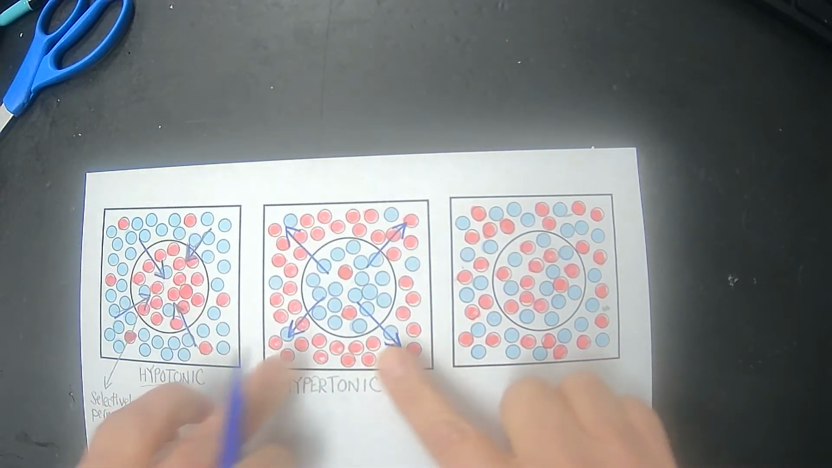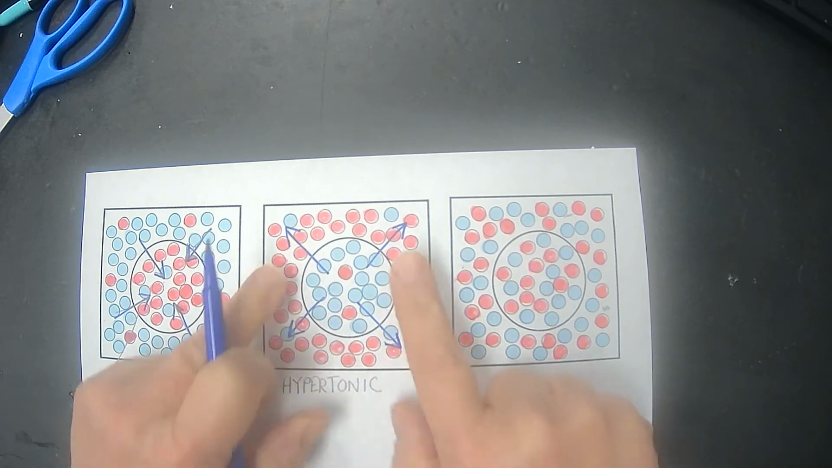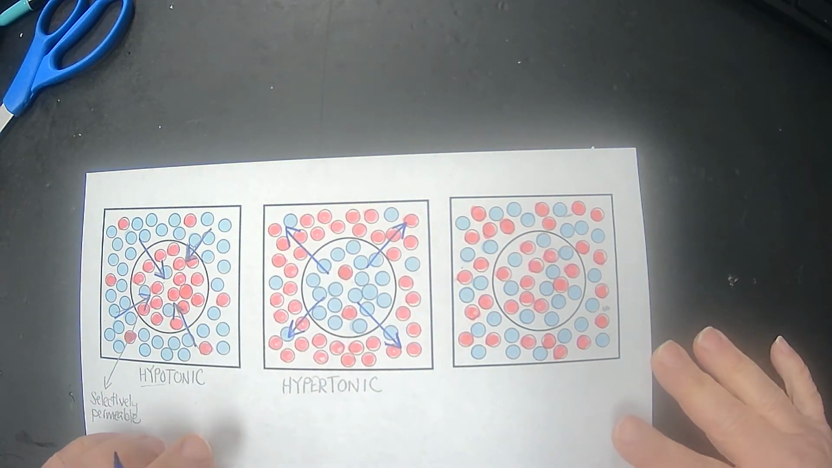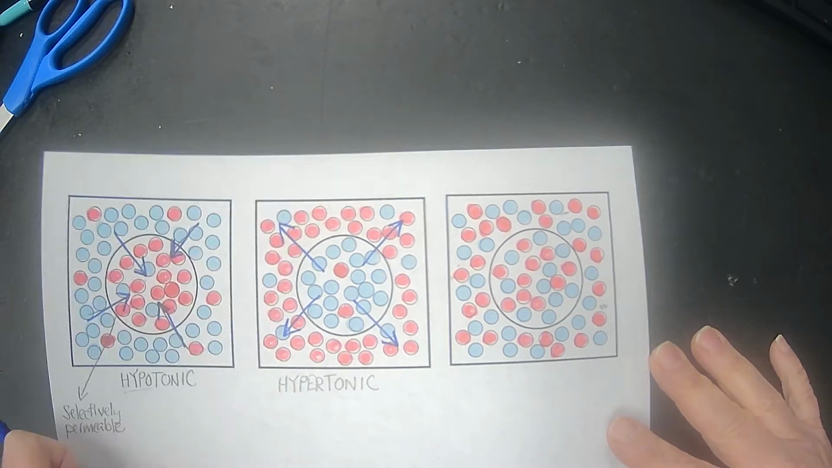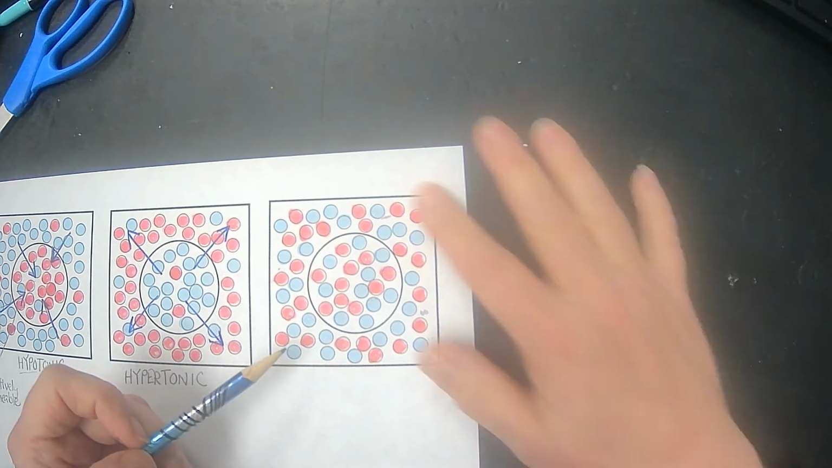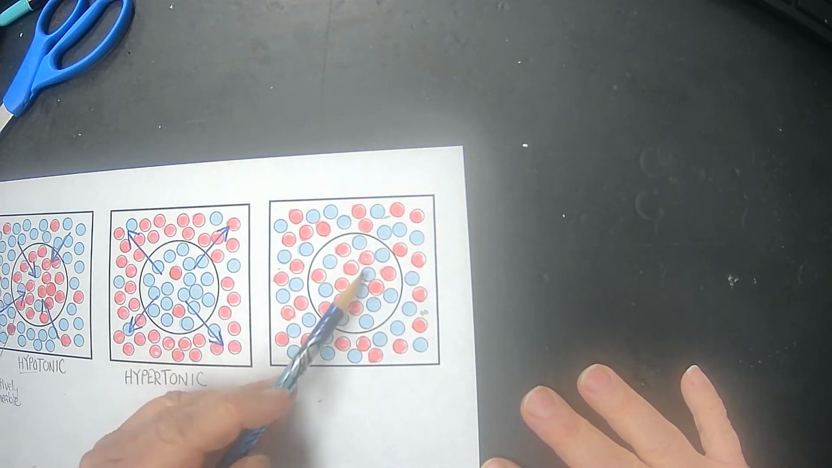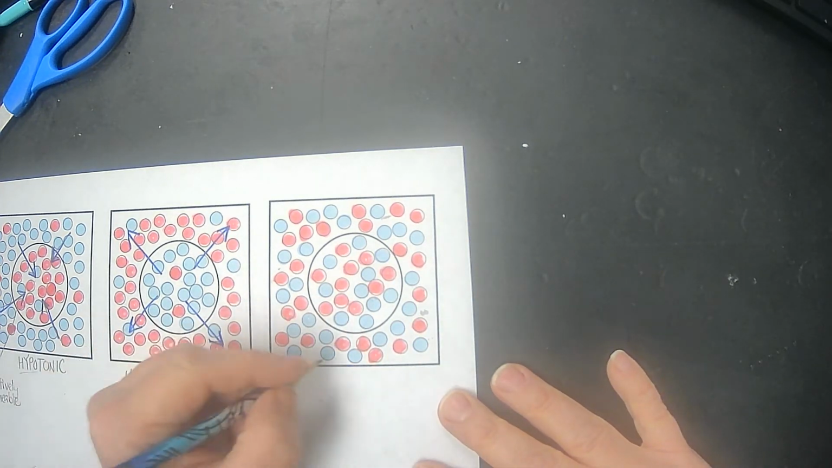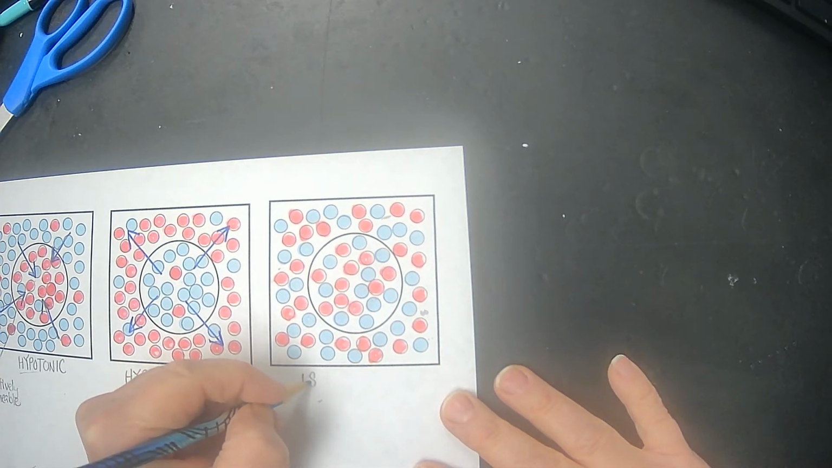Okay? Now, if the cell is losing water this time, what's it going to do? The cell's going to get smaller. It's going to contract. Now, when you look at this one here, there is an equal amount of water inside and outside the cell. So it's already balanced. And this is called isotonic.